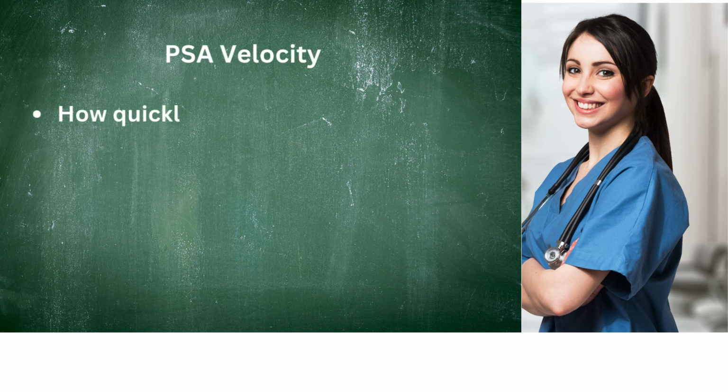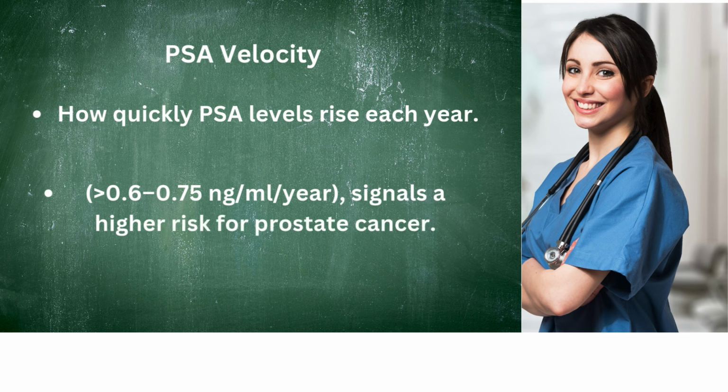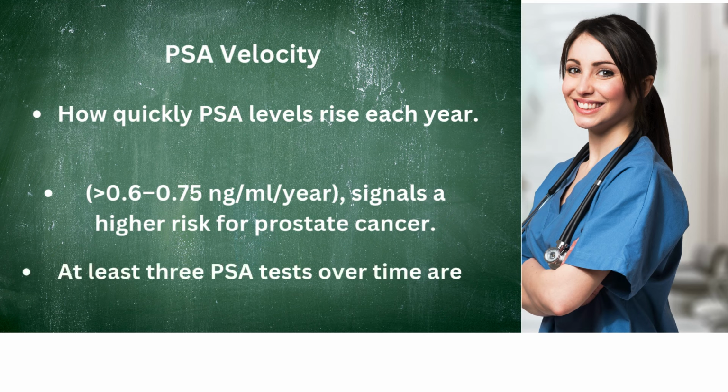This measures how quickly PSA levels rise each year. A fast rise, greater than 0.6 to 0.75 nanogram per milliliter per year, can signal a higher risk of prostate cancer. To calculate the PSA velocity accurately, at least 3 PSA tests over time are needed.